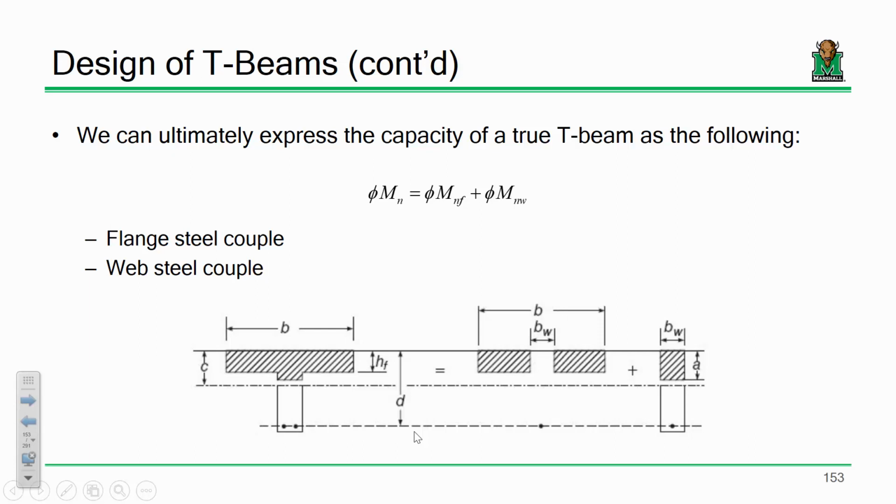Okay, would you agree with this statement that ultimately we can express the capacity of a true T-beam as follows? The capacity of the flange couple plus the capacity of the web couple. That's exactly what we did in our previous example, right? We had a nominal capacity of the flange couple, a nominal capacity of the web couple, and then I've got my phi values thrown in here because we need to adjust those by our strength reduction factor. So far, so good?